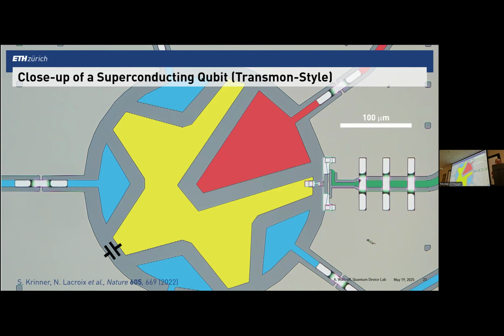And if you ask, maybe on Thursday for the panel discussion, you could ask, okay, what are the biggest challenges? And I think one of the big challenges is how to make really good Josephson tunnel junctions and understand the defects in those.